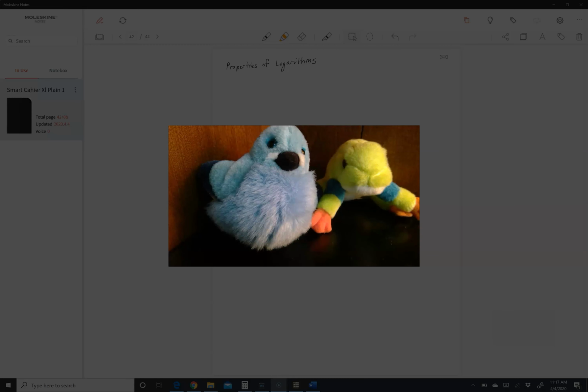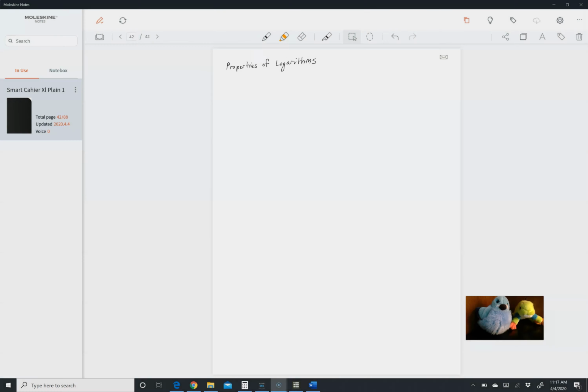Okay, so we've been talking about exponents. We have a new class today. So the next logical step is to talk about logarithms. So let's talk about what is a logarithm first, and then we're going to go through the properties.